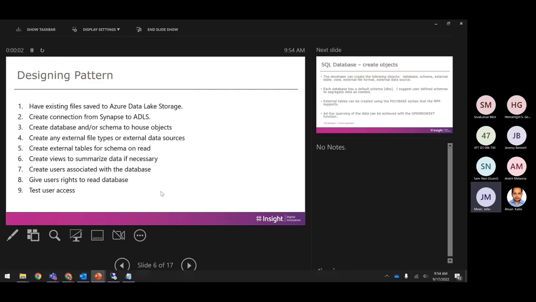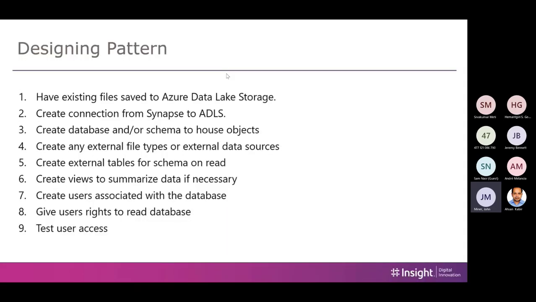Okay, so we talked about the data design pattern. Have existing files saved to data lake storage. We already talked about that. Create a connection from Synapse to ADLS. We're going to talk about that soon. Create a database and/or schema objects. Okay, certain data lake databases don't support schema. SQL databases support hierarchy, so you can do schema. So you can create external file types. We talked about that. External data sources, external tables on schema for read. We talked about creating views.